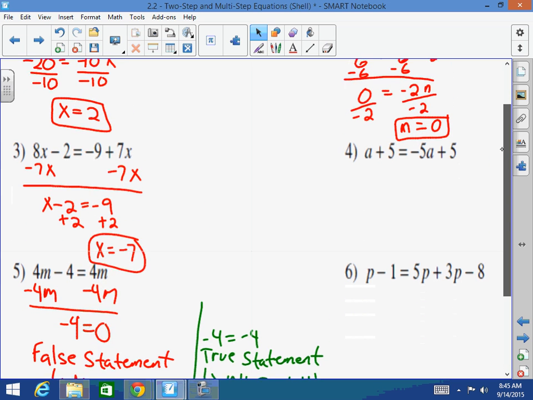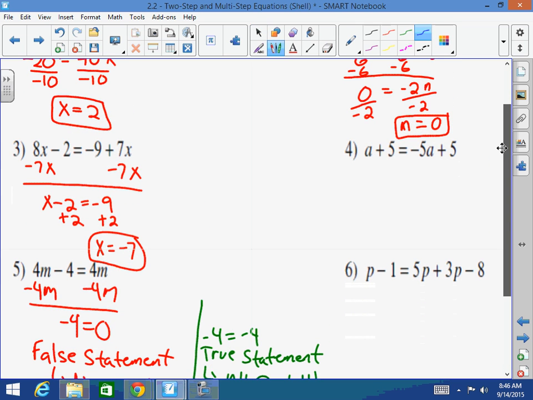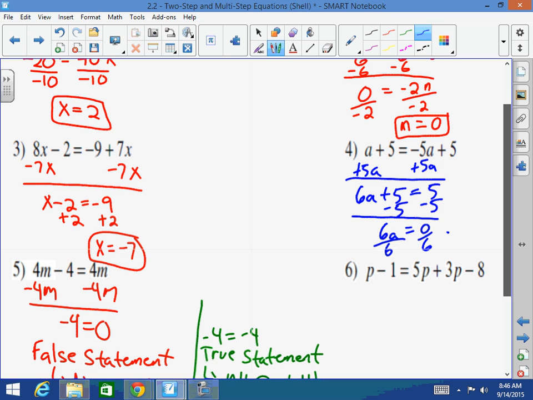Okay, number 4 here. I've got a plus 5 equals negative 5a plus 5. I don't have a distributive property to complete. I don't have anything to combine like terms, but I am going to move the variables together to one side. So I'm going to add 5a to both sides, giving me 6a plus 5 equals 5. Subtract 5 from both sides. 6a equals 0. Divided by 6, a equals 0.